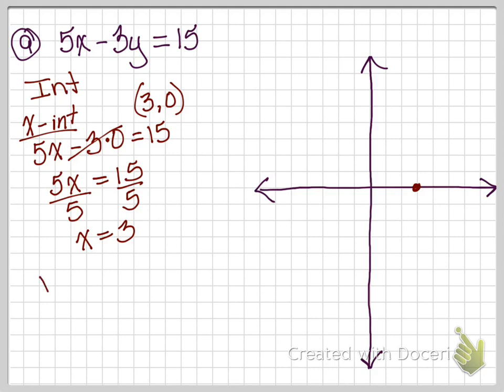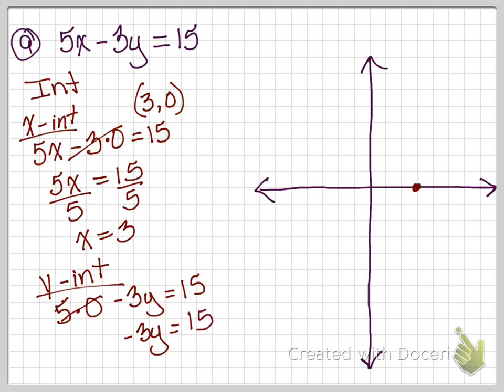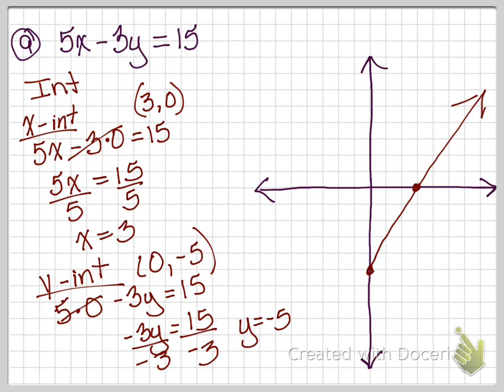Okay, now my y-intercept, I am going to put 0 in for x. So I'm going to have 5 times 0 minus 3y equals 15. 5 times 0 is 0. Don't lose your negative. Students lose that negative in front of that 3. So we've got negative 3y. I divide both sides by negative 3, and my y value is negative 5. So my y-intercept is 0, negative 5. And that is right here. And so here is my line.